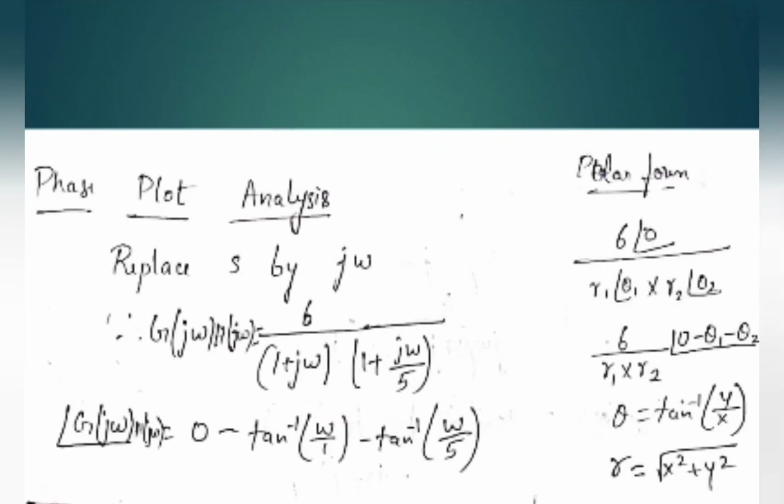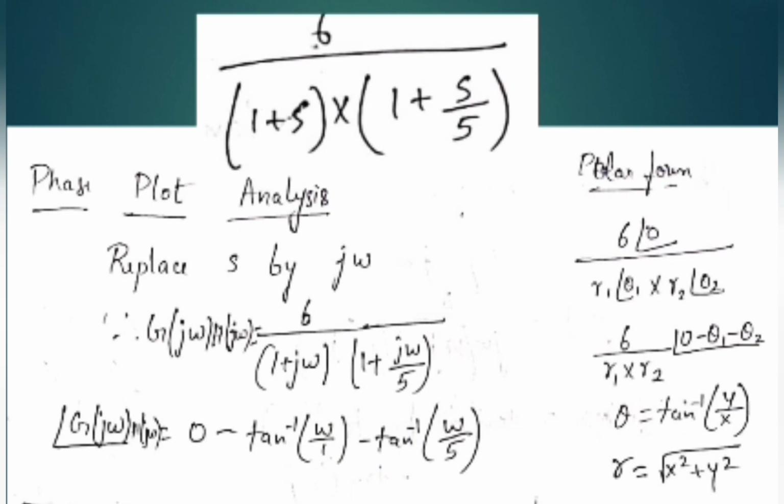Now coming to the phase plot analysis, which is the second part of the graph. So replacing s by j omega. Let's see what is the equation we had. Now looking at this, 6 divided by, replacing s with j omega, it becomes 1 plus j omega into 1 plus j omega by 5. Now we need to take only the angle for phase plot analysis. So let us check the angle.